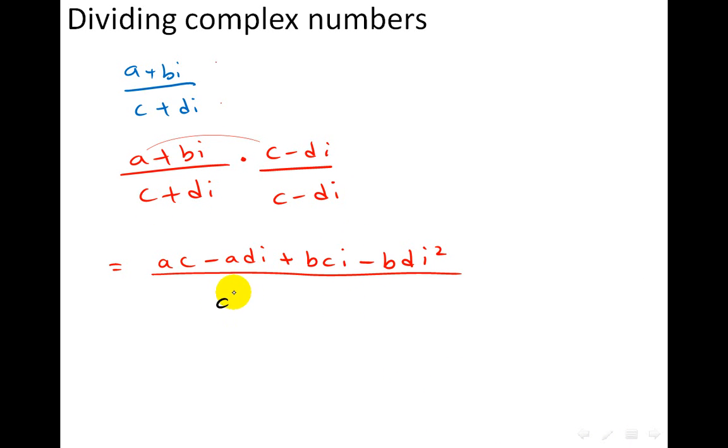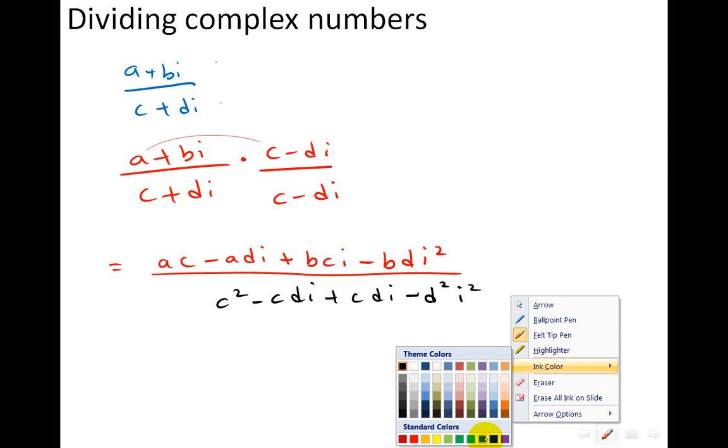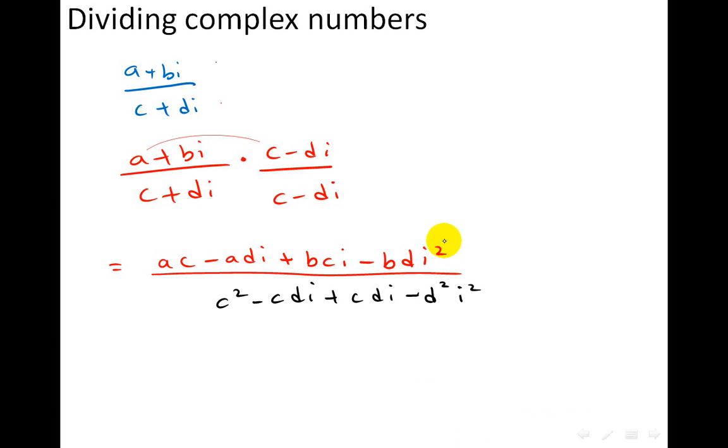c times c, c squared, c times negative di, negative cdi, di times c, cdi. Again here d times d will give you, of course there is a negative here, negative d squared, and i times i will give you again here i squared. So don't forget what I told you in the last video, that i squared means negative 1. So here i squared is negative 1. That means the whole thing here will be multiplied by negative 1.